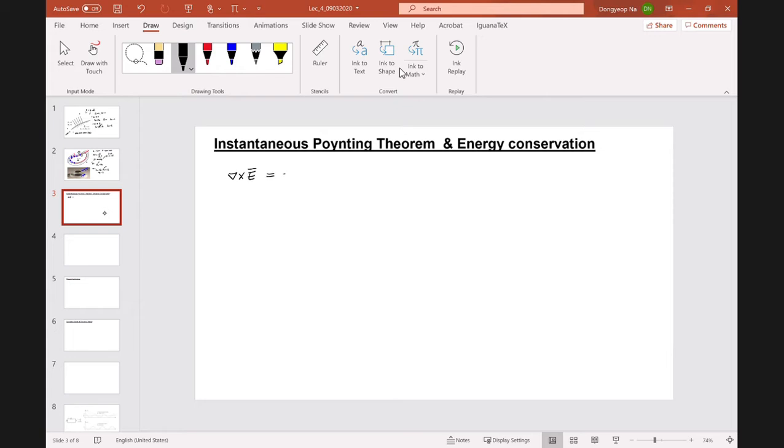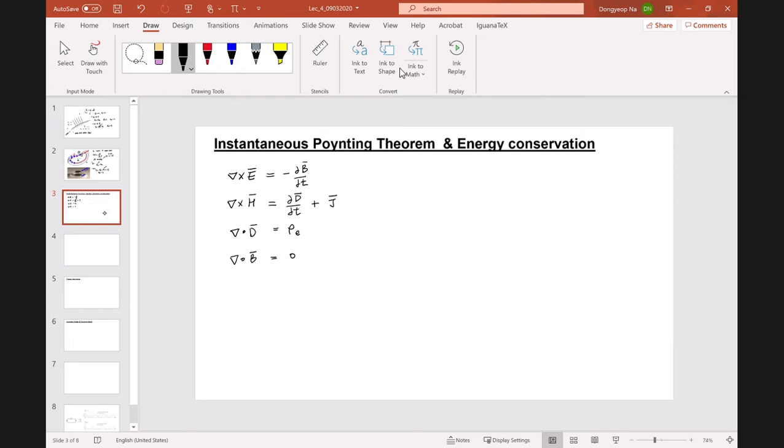We can write Faraday's law in this way. And this is Ampere's law. And the Gauss law, where rho is the electric charge, and Gauss's law for magnetism. So we can see that these are Maxwell's equations, but mathematically they are not symmetric.